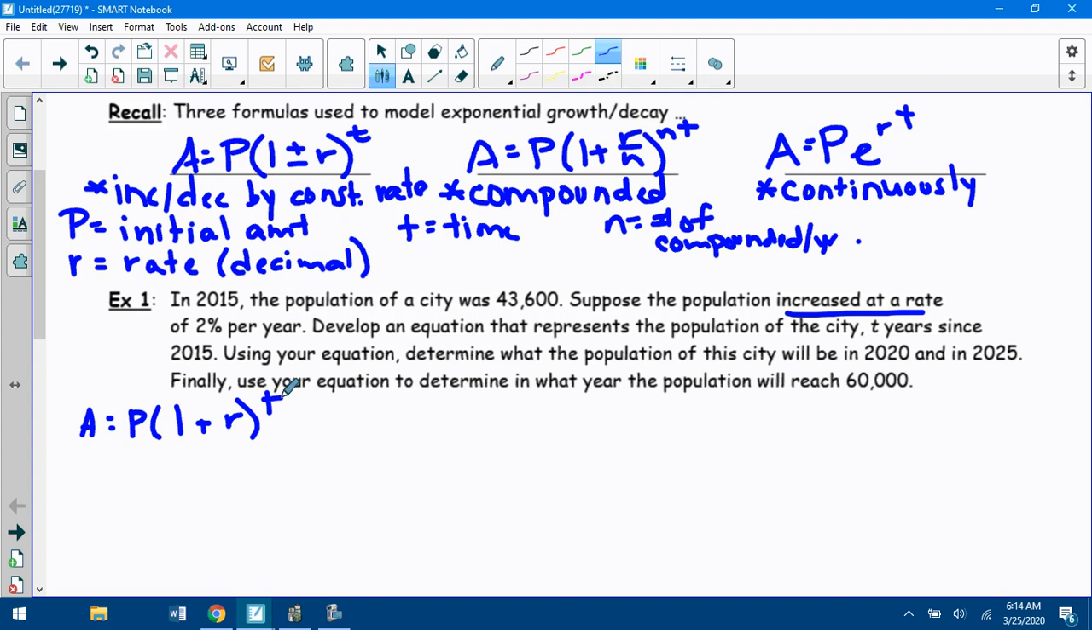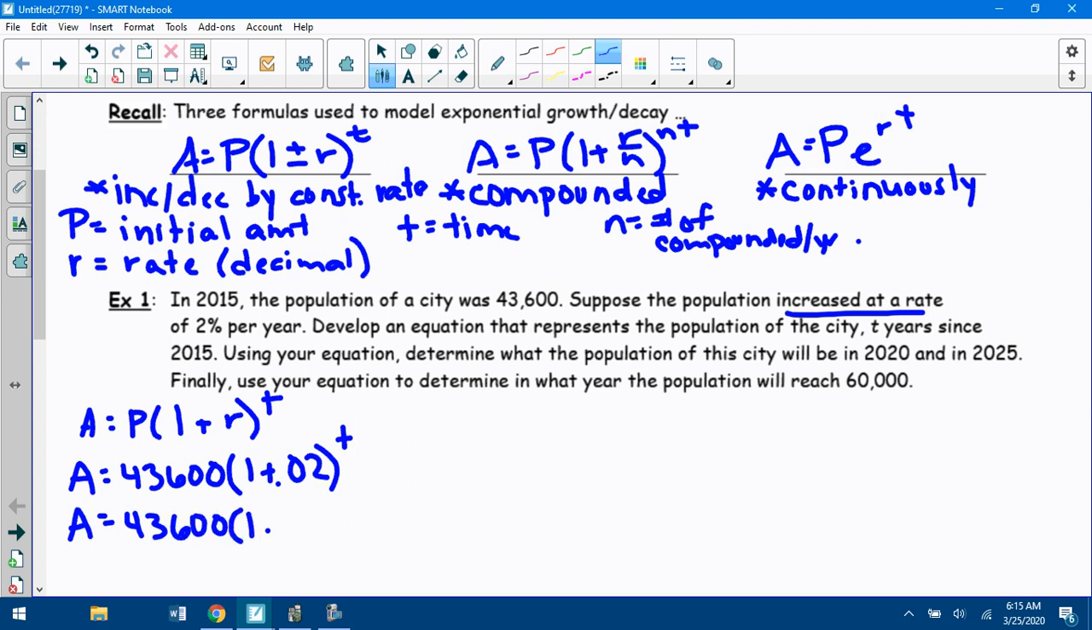All right, so the initial amount was 43,600. So A equals 43,600. R is 2%, so we're going to write that as 0.02. 1 plus 0.02 raised to the T. And we can combine that, make that look a little bit nicer. A equals 43,600 times 1.02 to the T. And notice there's no crazy variables they want us to use, so there's the first part.